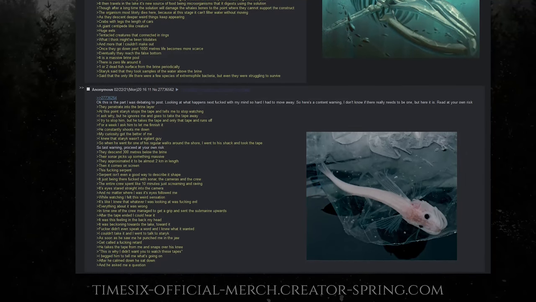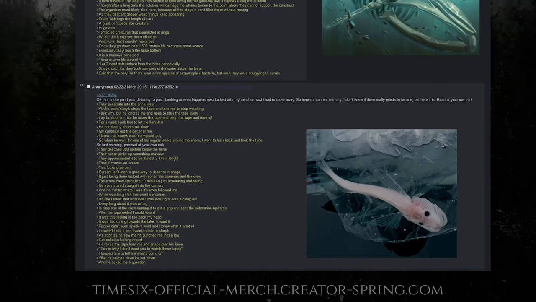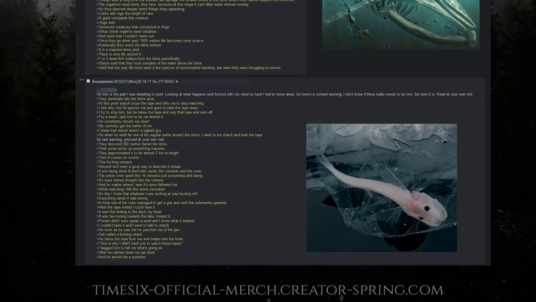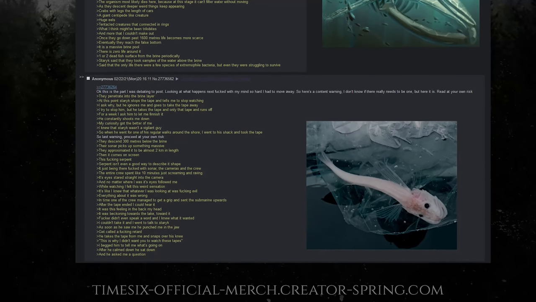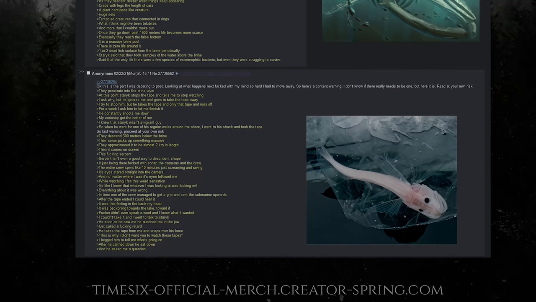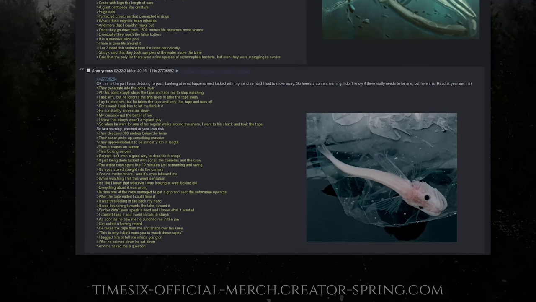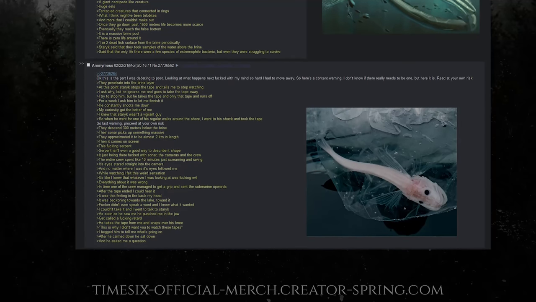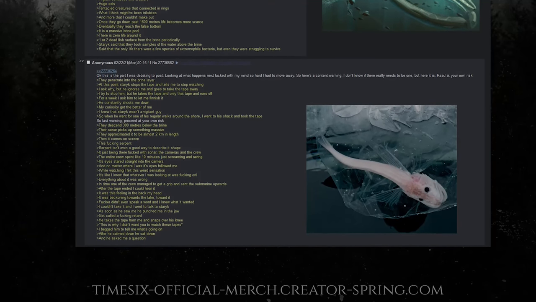For a week, I ask him to let me finish it. He constantly shoots me down. My curiosity got the better of me. I knew that Steik wasn't a vigilant guy, so when he went for one of his regular walks around the shore, I went to his shack and took the tape. So, last warning. Proceed at your own risk.